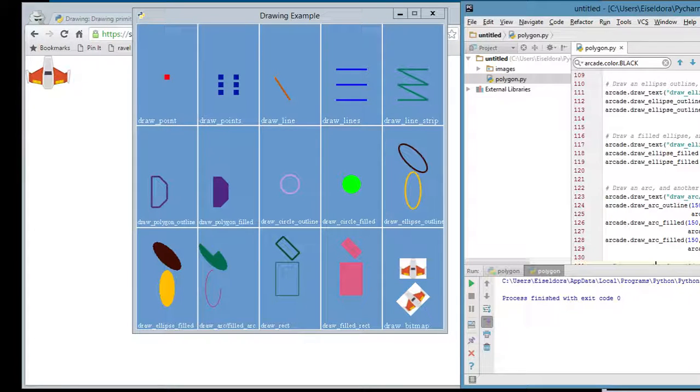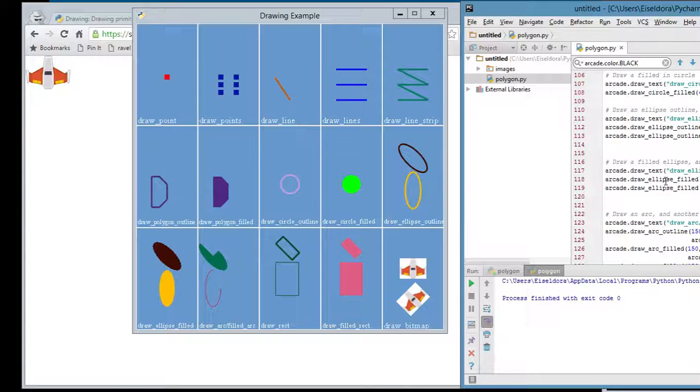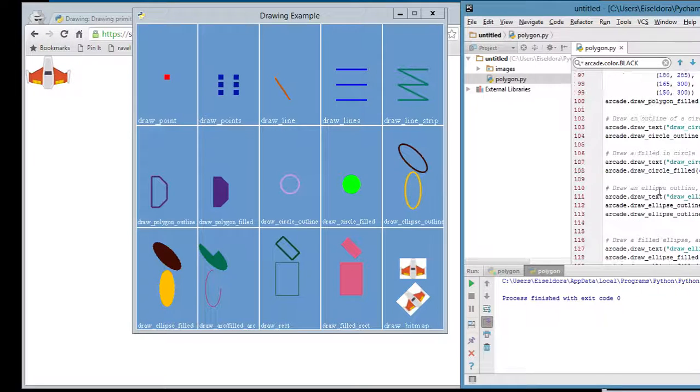So, it looks like those are around... So, the X... So, this is draw ellipse filled. Not draw circle filled. Okay, so draw circle filled outline. It's at 300 and then 285.